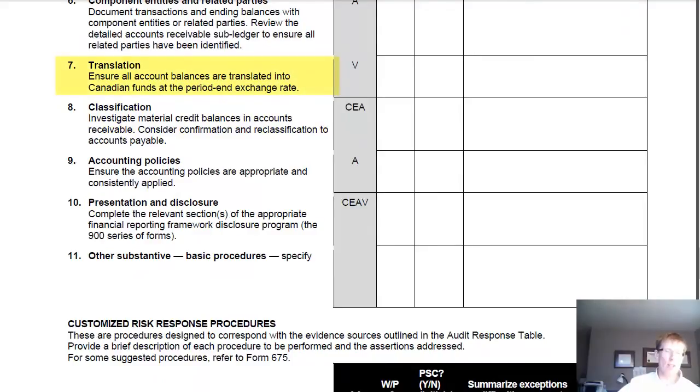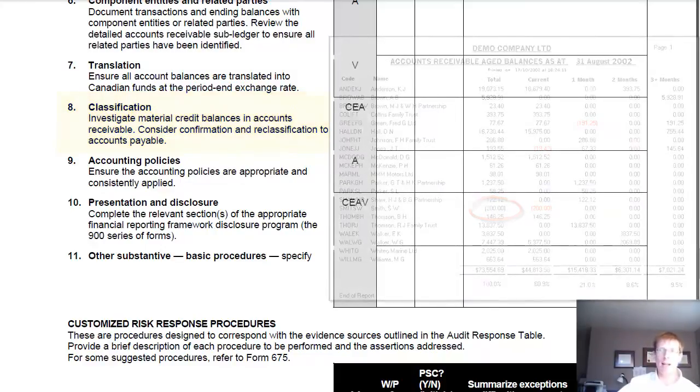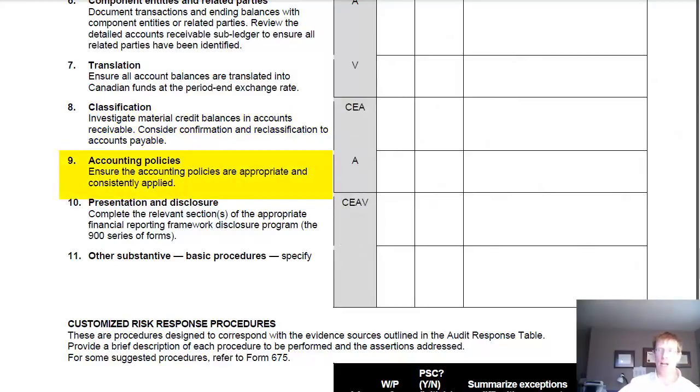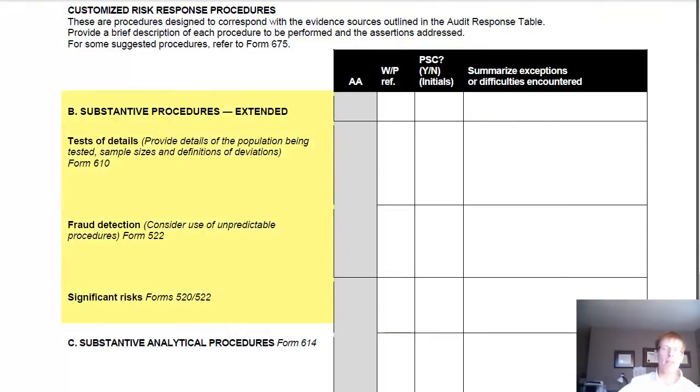Number 7 asks us to look at the translation of our foreign exchange denominated balances. Number 8 asks us to look at the classification of balances within the accounts receivable listing. So if there's any material credit balances, these should be reclassified over to accounts payable for reporting purposes. Number 9 asks us to look at the accounting policies for accounts receivable and to ensure that they're consistently applied. And number 10 asks us to ensure that we have all of the relevant presentation and disclosure considered.